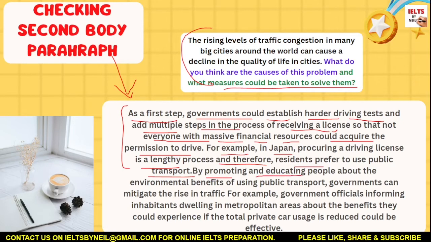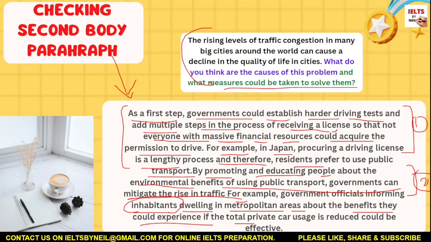By promoting and educating people about the environmental benefits of using public transport, government can mitigate the rise in traffic. Now, again, the student is saying that by educating the people, it's also one of the solutions that government can take. So number one was this. Number two is this one, right? For example, government officials informing inhabitants, the good range of vocabulary, dwelling in metropolitan areas about the benefits they could experience if total private car usage is reduced, could be effective.